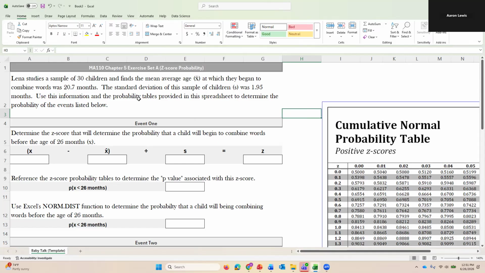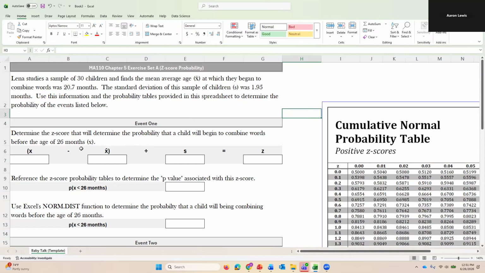So, in other terms, about two-thirds of these children started forming sentences somewhere within 1.95 months below the average and 1.95 months above the average. To figure out the probability of this, we need to figure out how far any one given point would be from that 20.7 month average for when children start putting sentences together.